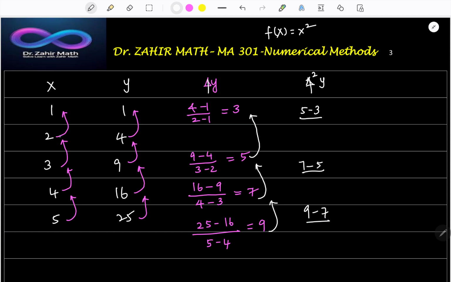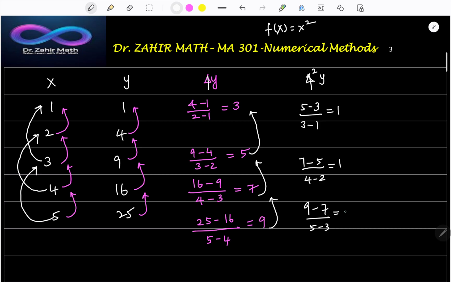Before, you started from what? 2 minus 1, right? Now you start from 3 minus 1, 4 minus 2, 5 minus 3. So easy, right? Yes. So it's 3 minus 1, 4 minus 2, and it's 5 minus 3. Which is equal to 5 minus 3 divided by 2, 2 by 2 is 1, 7 minus 5 is 2, 2 by 2 is 1, and 9 minus 7 is 2, 5 minus 3 is 2, so it's going to become 1.